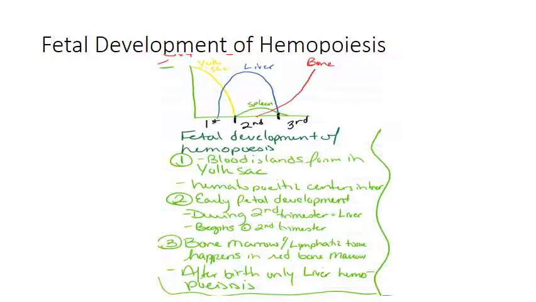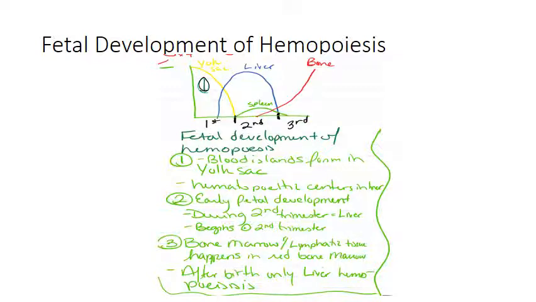Development of hemopoiesis. First off, we have multiple colors, right? We have yellow, blue, green, and red. All right. First off, number one, always and forever, is the yolk sac. And let me change colors to black, so that's one color that's not being used. So the yolk sac is number one.